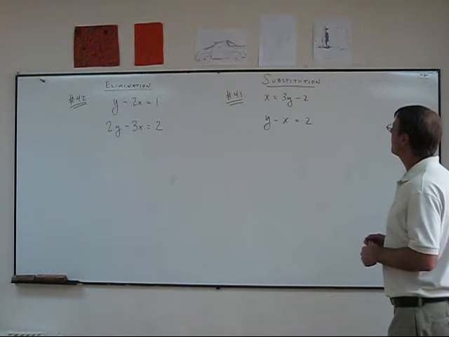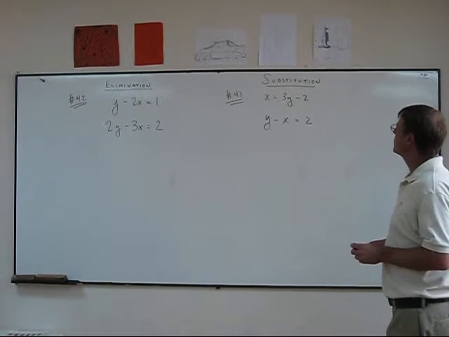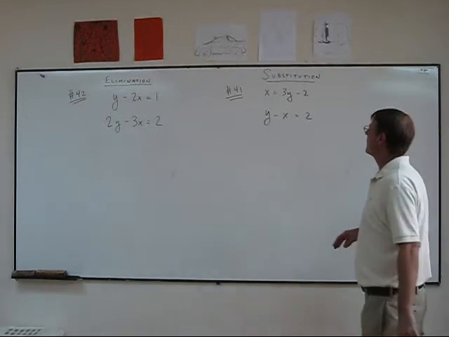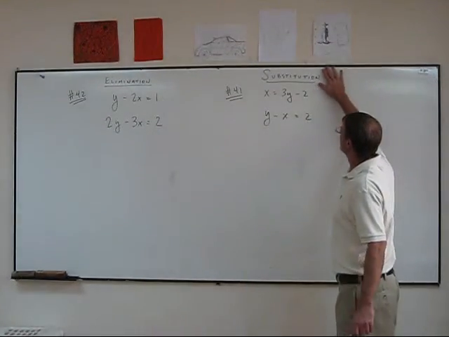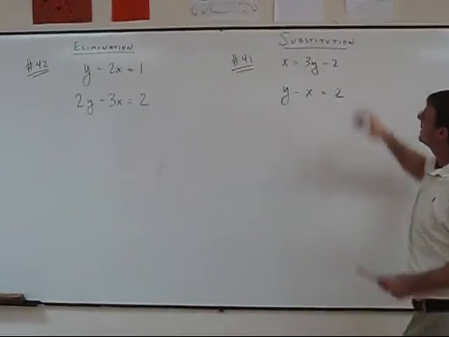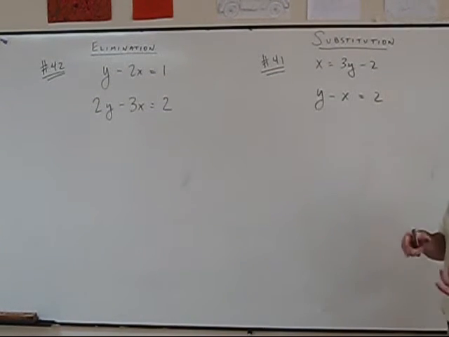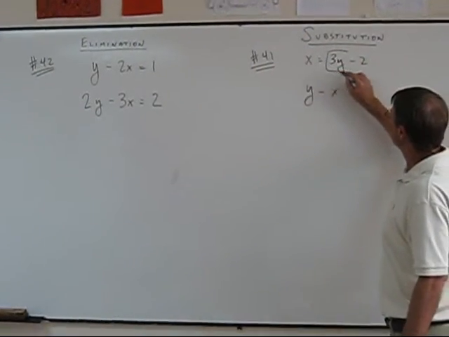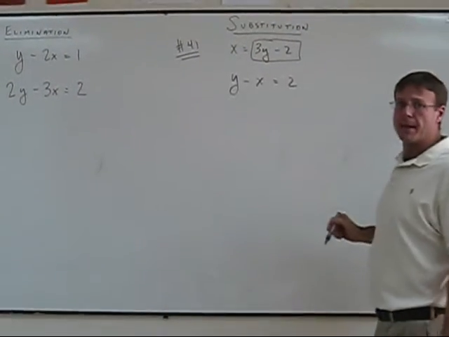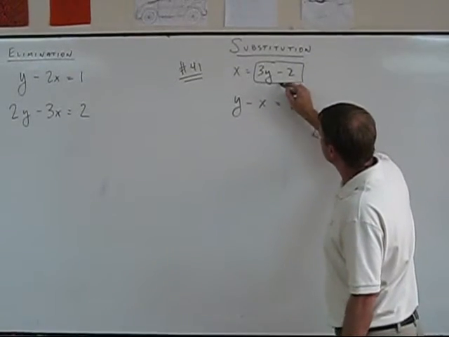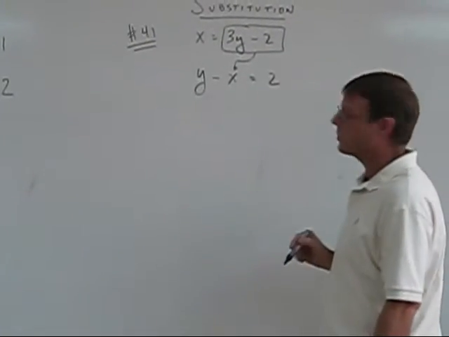Okay, number 41 here is by substitution. We're going to solve this system of equations. Now, the reason we use this word substitution is because we're going to take one of the variables in terms of the other and then substitute that into the other equation. So for example here, we have x equals 3y minus 2. So I'm going to take this 3y minus 2 and plug it in for x.